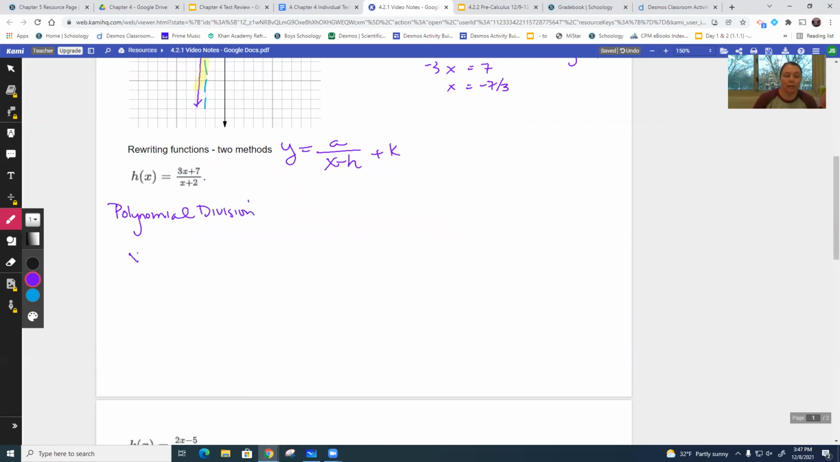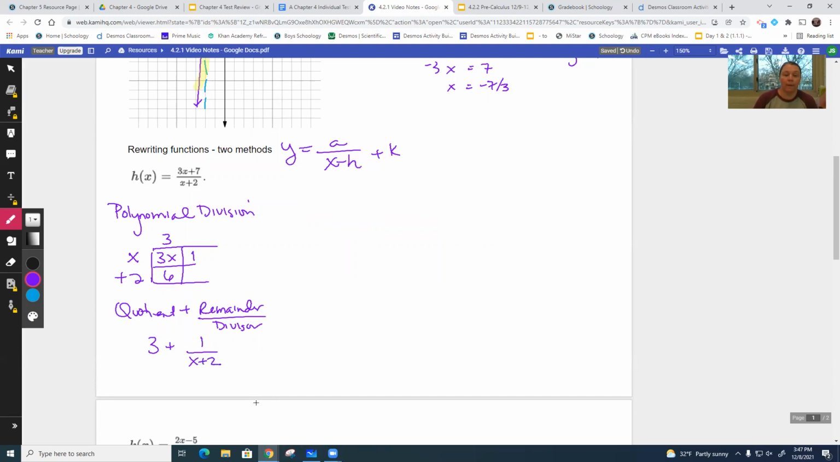So I can set up a box and I want to divide that x plus 2 into this 3x plus 7. So I have my 3x here, and I think, what times x is 3x? So 3. 3 times 2 is 6. And I need my constants to add up to be 7, so I have to add 1. Really, that's it, I'm done. So I'm going to write my answer as the quotient plus the remainder over the divisor. So my quotient here is 3, plus my remainder is 1 over my divisor, which is x plus 2.